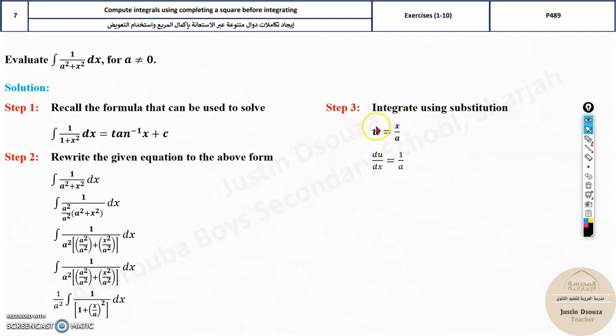Now integrate this. du by dx, over here x will be 1 by a. Take dx to the other side, and over here comes a. It'll be a du equals dx. Now substitute over here. It'll be 1 by 1 plus, instead of x by a, you need to put u square, a du. The a square and a cancel, so you're remaining with 1 by a, 1 by 1 plus u square du. Remember, this is the tan inverse formula for u.